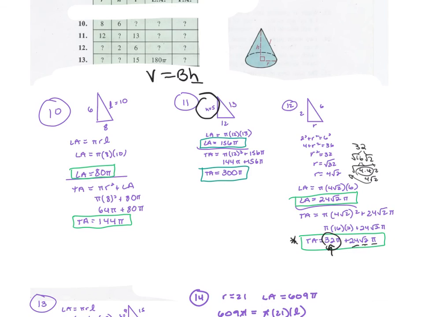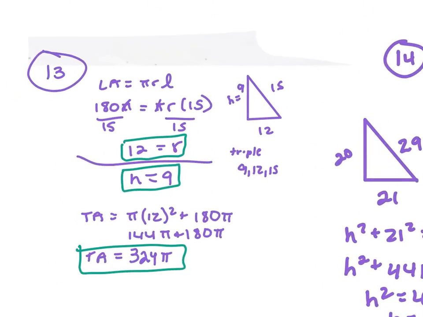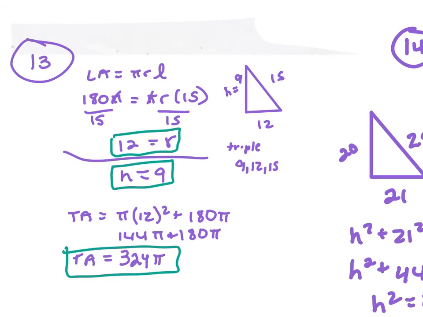And then number 13 and 14. So here we had to find the radius, the height, and the total area. So they gave us the lateral area. We worked backwards to find, they gave us lateral area and slant height. Again, it's a triple. Again, it's that scaled up 3, 4, 5. They multiplied everything by 3. So 12 is the radius, height was 9, total area is 324 pi.